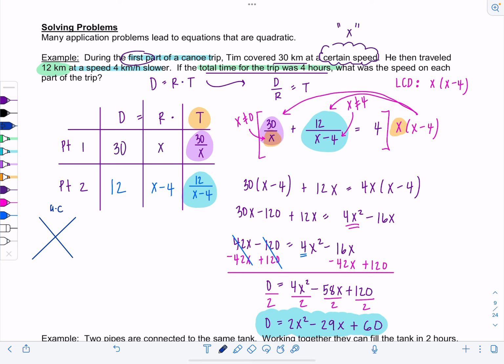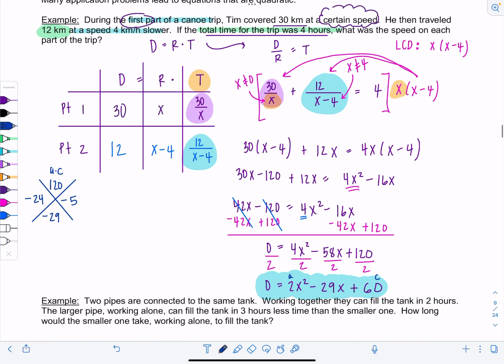So you put a times c up top. So a is 2 and c is 60. So a times c is 120, and then b goes in the bottom, which is negative 29. So can you think of two numbers that multiply to 120 but add to negative 29? And it's negative 24 and negative 5, right? Negative 24 times negative 5 is 120, and they add to negative 29.